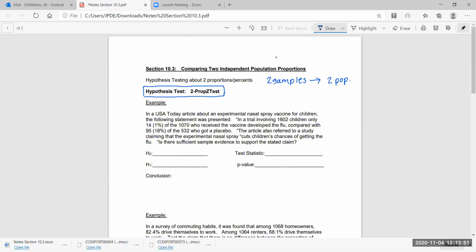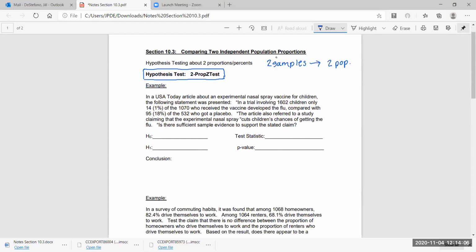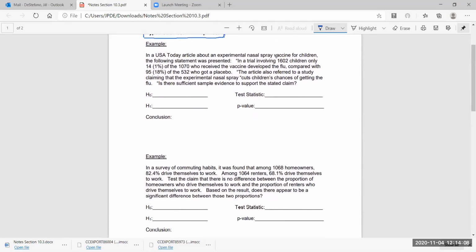So the process is going to be very similar to what we did in section 10.1 with the two means. You're comparing one sample to the other sample. This time we'll be talking about proportions. Let's look at this first example.